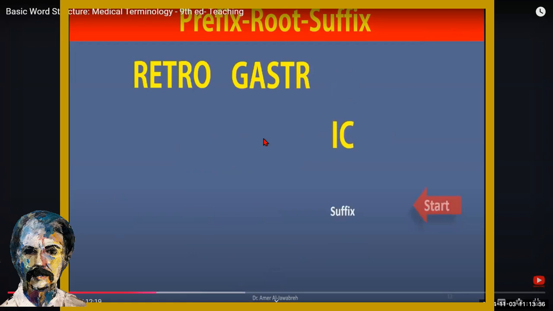Retrogastric. Look, this is retro here. Is this a suffix or prefix? Prefix. Okay. And is it retro or retro? It's retro. This is the word original. The O here is original. Don't tell me that this is a prefix and we have to delete the O. Don't tell me this. Why?